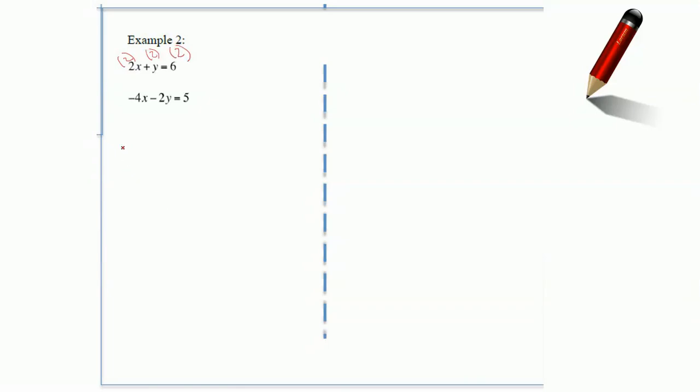So I'm going to get 4x plus 2y equals 12. Now let's rewrite our second equation out here. Let's go ahead and add them together. So 4x minus 4x, it's gone. 2y minus 2y, that's gone. So I'm left with 0 over here. 12 plus 5, that's 17.